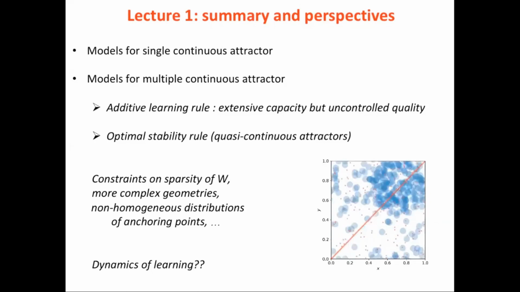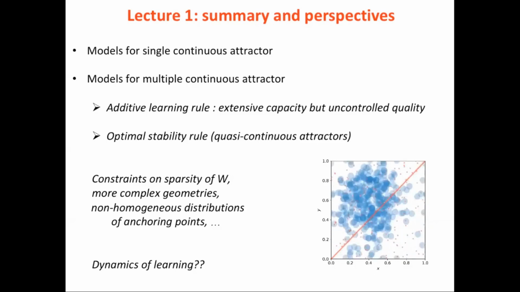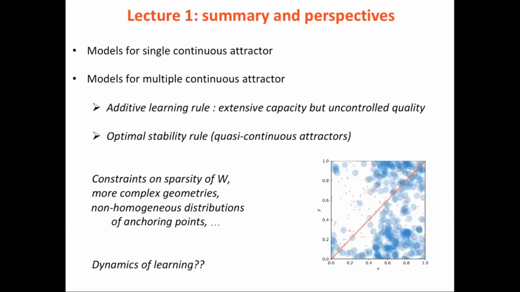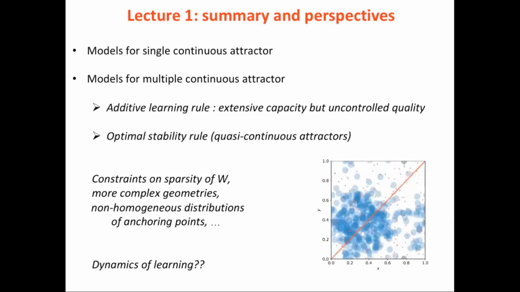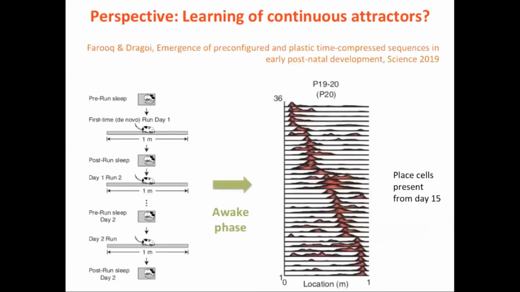And perhaps the most interesting question here is the dynamics of learning and the biological plausibility of learning rules. The optimal stability rule is quite nice in terms of the possibility of doing analytical calculation. But how does it correspond to what is going on in real animals? I want to end with a perspective. I'm telling you about a recent experiment, which is absolutely beautiful, which was done by Farooq and Dragoi in newborn animals. This experiment was published two years ago.